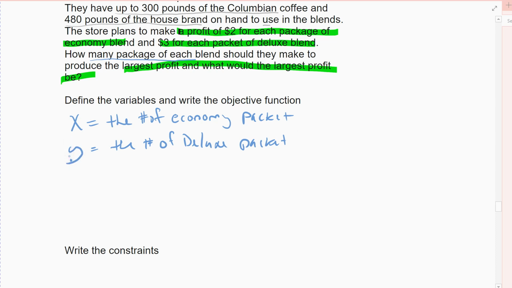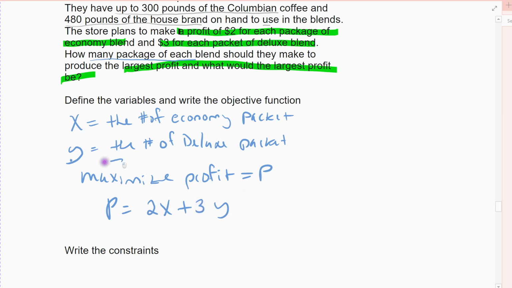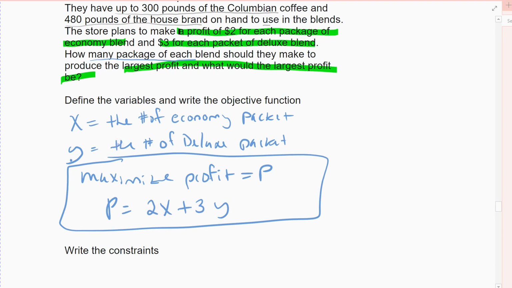All right, the objective is to maximize profit. So I'm going to let P be my profit. X represents the economy packets sold, Y represents the deluxe sold. For each economy, they make $2 in profit. For each deluxe, they make $3. So that's what we want to optimize. We're going to hold on to this, and after we find our constraints, graph it, and find our corner points, then we'll come back to the objective equation.